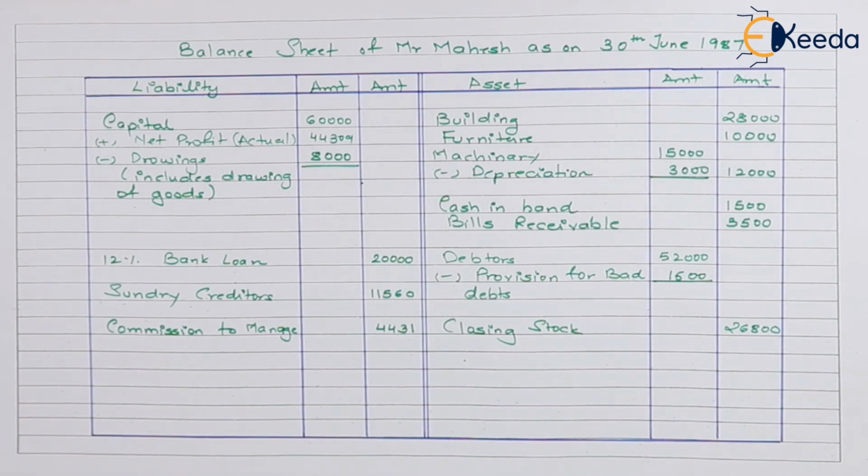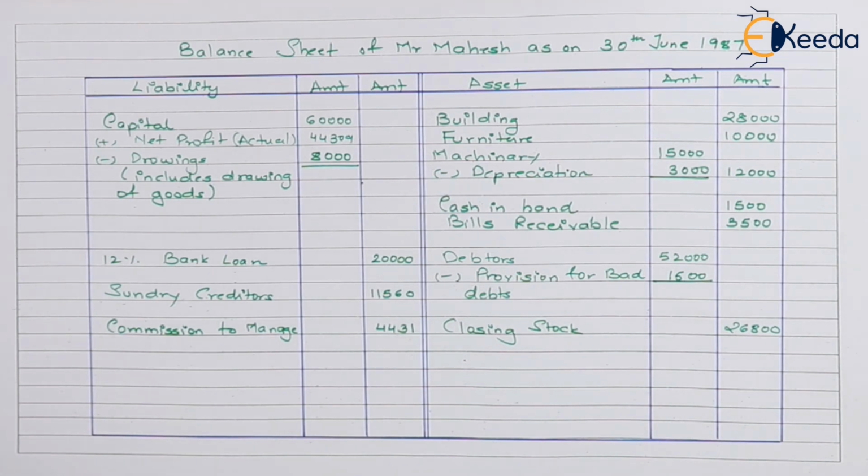Second one, after that, depreciation has been subtracted from the machinery value and the final amount of machinery has been mentioned in the outer column. Third, debtors. The provision for doubtful debts or bad debts has been subtracted from the total sundry debtors, and the outer column will contain the total debtors minus the amount subtracted as a provision. Hence, the final amount will be mentioned in the outer column. These necessary adjustments have been made.